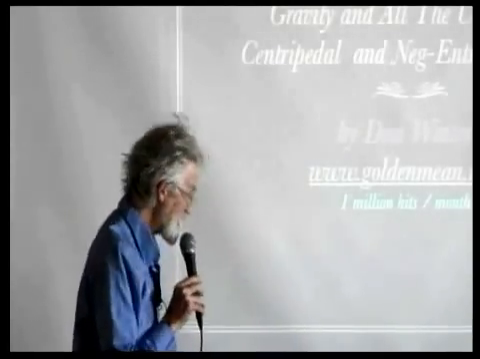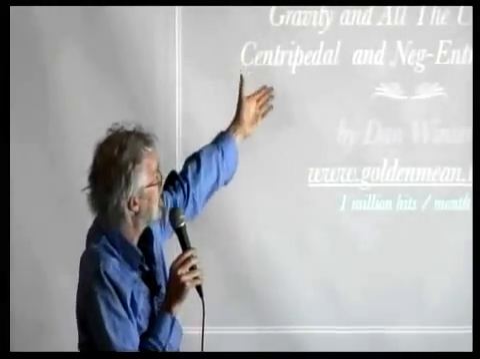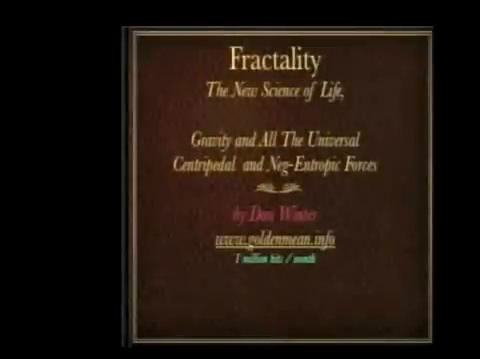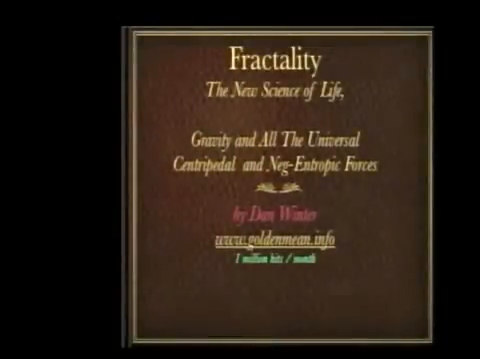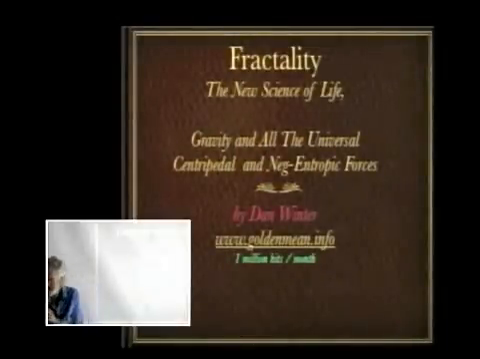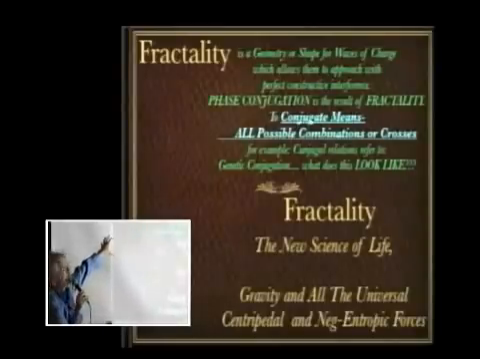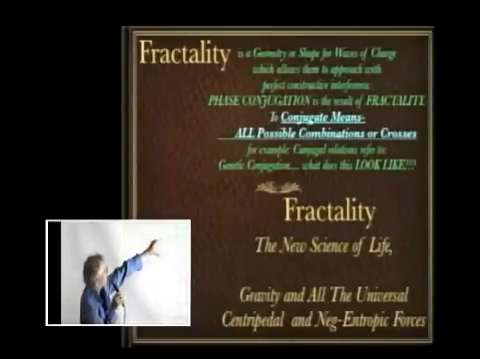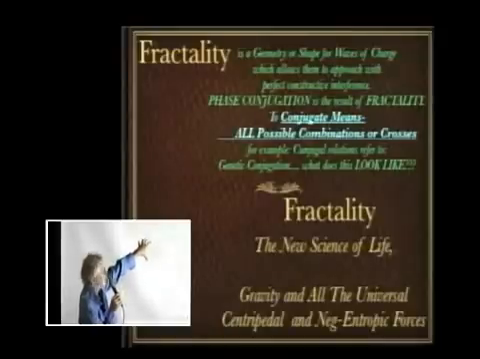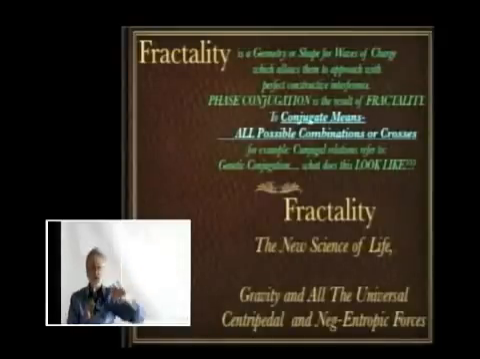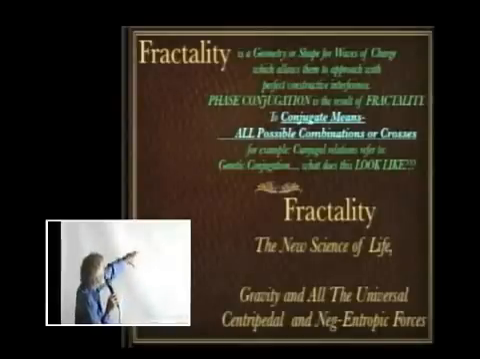At any rate, the title of this talk is "Fractality, the New Science of Life, Gravity and All the Universal Centripetal and Non-Entropic Forces." And basically, what we're saying is fractals, remember, visualize a rose. It's not complicated. A fractal is a geometry or shape for waves of charge which allows them to approach with perfect constructive interference. Einstein's dream and the spiritual dream. And to conjugate means all possible combinations or crosses, for example, conjugal relations.